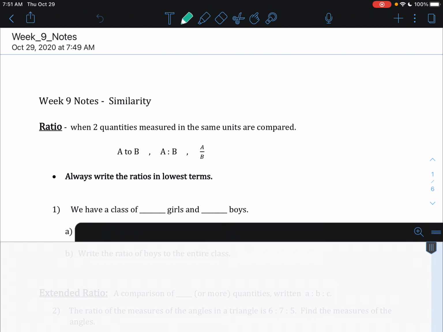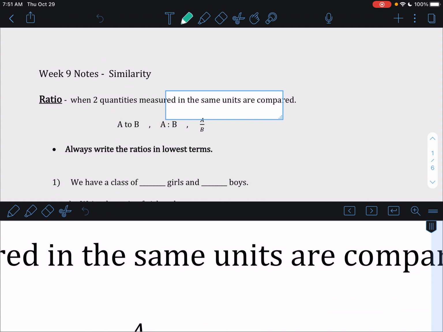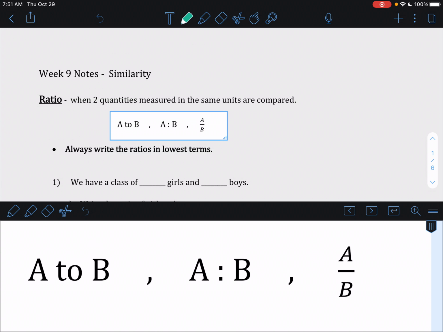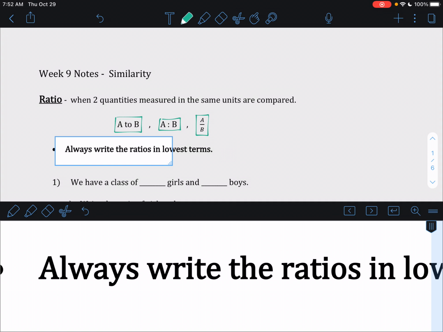So you may have seen ratios before. A ratio is when 2 quantities measured in the same units are compared. So a ratio might be written like A to B, or you might see it with this colon there, or you might just see it as a fraction. All 3 of these are representations of ratios. And just like with any fraction, you want to write a ratio in the lowest terms, which is what it says there in the bold.